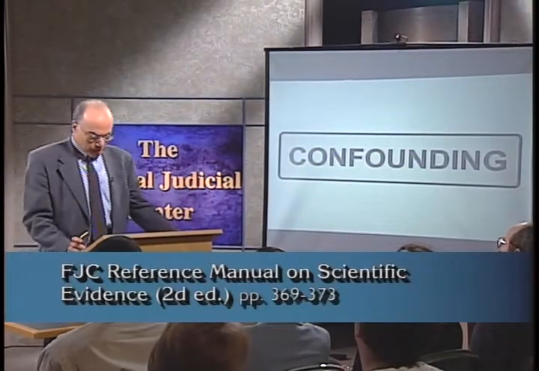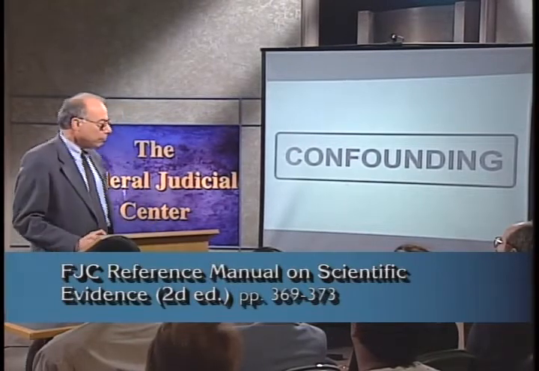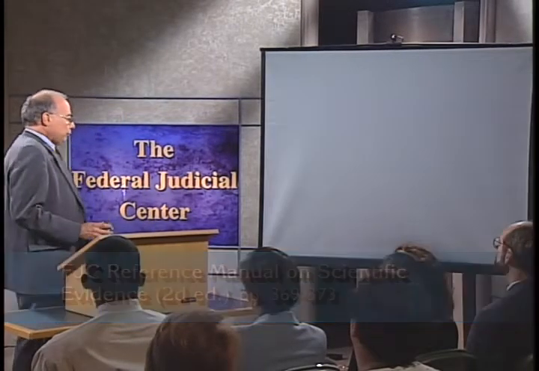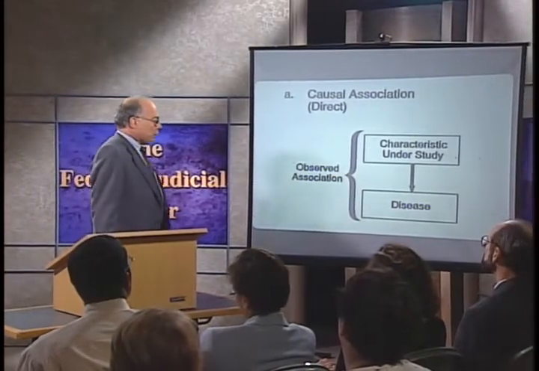I'd like to turn next to one of the most important issues in trying to interpret associations and to derive inferences of causation, and this is the issue of confounding. It is discussed in the reference manual in detail, beginning on page 369.